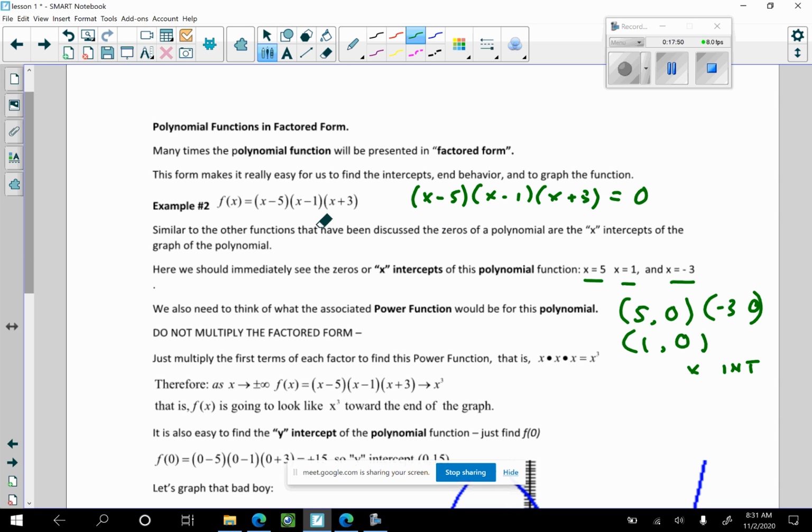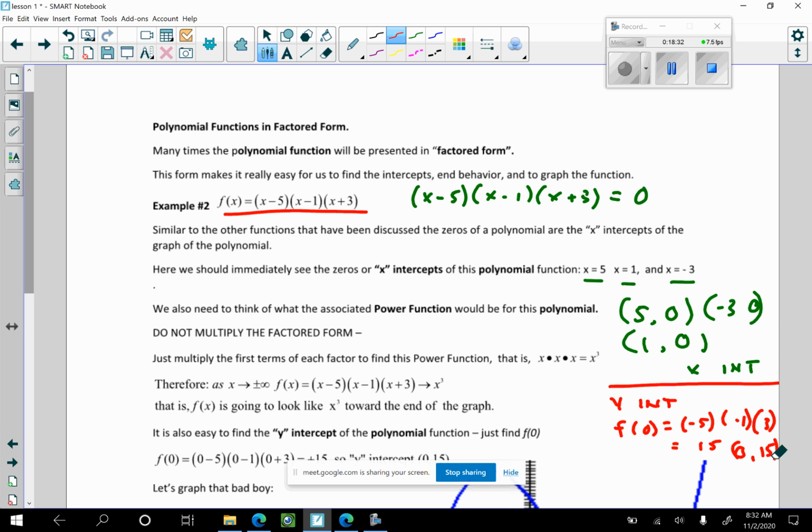What's the y-intercept of that guy? You find the y-intercept by letting x equal 0, true or false. You want to find f of 0. F of 0 is going to be -5 times -1 times +3. -5 times -1 is 5, times 3 is 15. So if I have this in factored form, I can see the x-intercepts and the y-intercepts pretty quick. (0, 15) is the y-intercept.